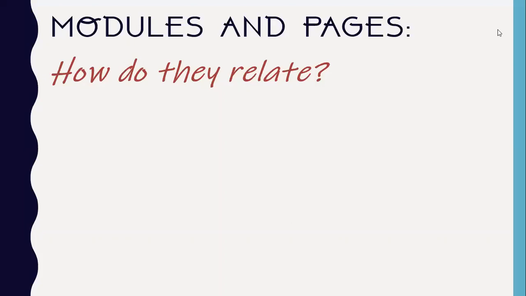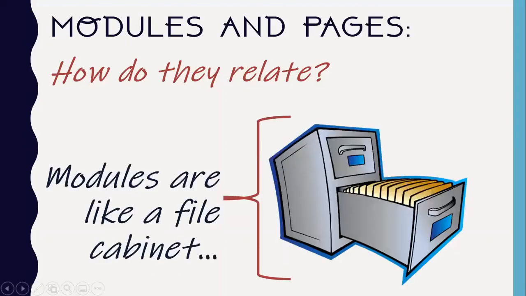All right, so modules and pages, how they relate to one another. The way that I see modules is this: modules are like a filing cabinet. This is my analogy that helps it make sense in my head. The module is the big filing cabinet, and everything that goes inside of a module are all of the pages, the discussions, the assignments, the quizzes, the collaboration pieces, the organizers.